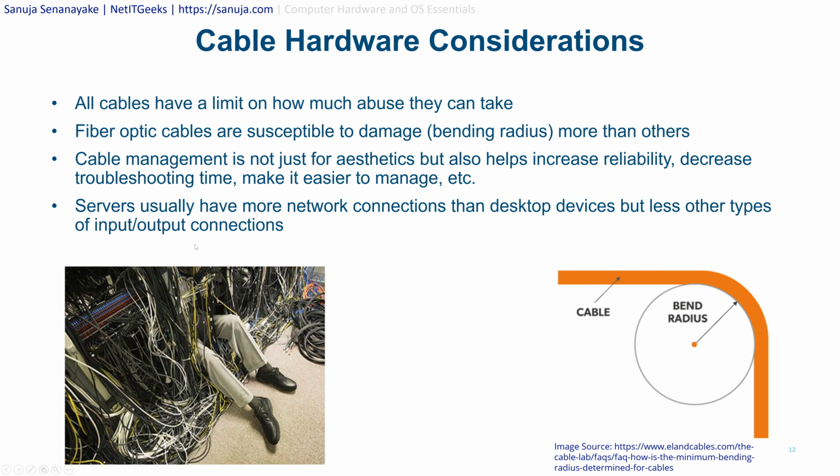Servers usually have more network connections than desktop devices, but fewer of the other types of input output connections. So what that means is on your desktop computer, you may have only one network interface output, so NIC output, right? Network connection. But servers will have maybe 10, 5, 4, some servers have 10 plus connectors on there.